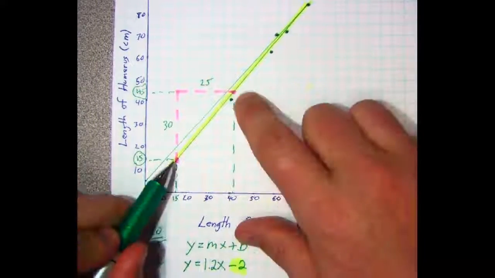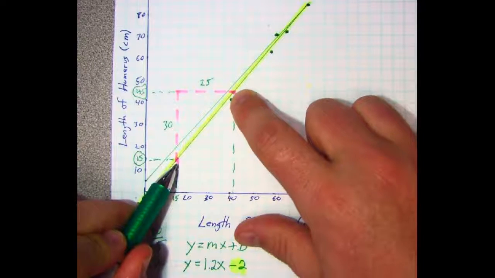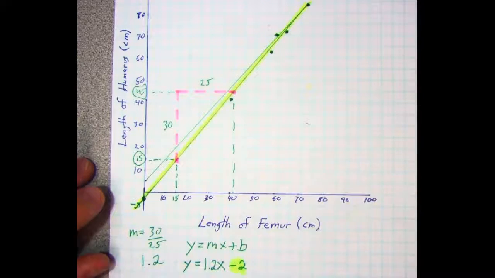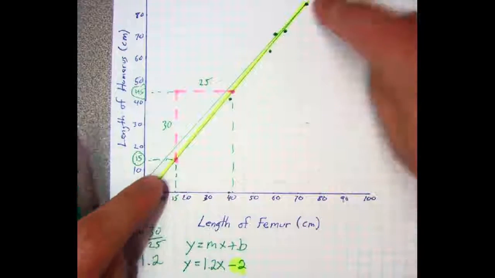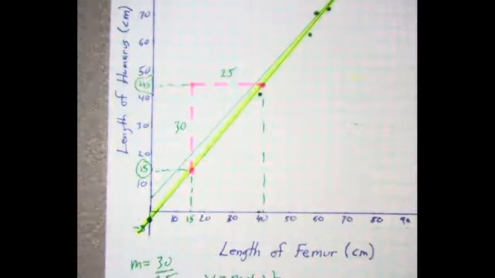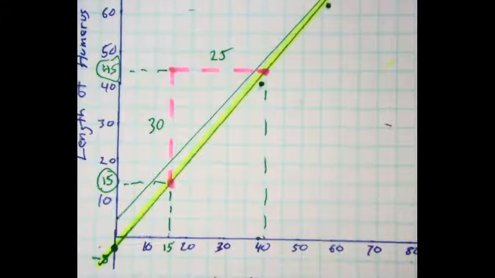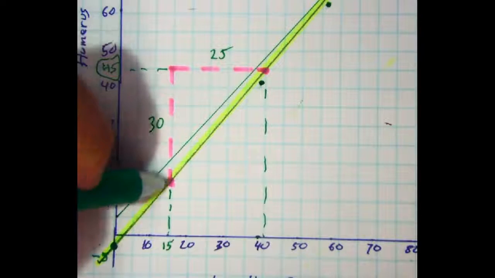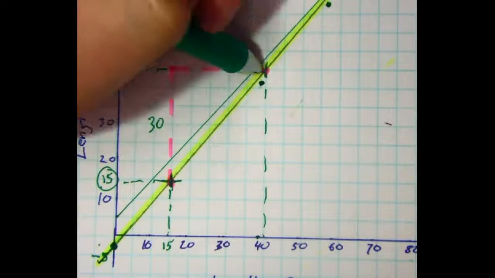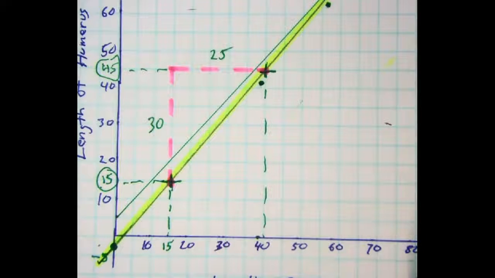Well, I picked 2 points, right? 2 lattice points, and I just found the rise and the run between those 2 points. Your 2 points could be anywhere here. You want to get 2 points where the 2 blue lines intersect, right? That's what you're looking for. If they don't intersect there, find 2 points that are really close to doing that, so you can get the most accurate estimation.